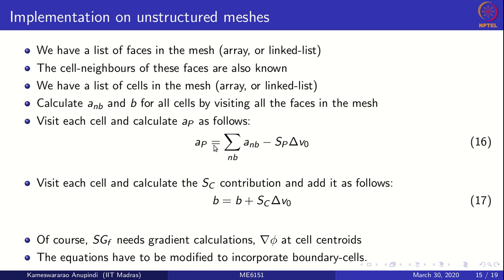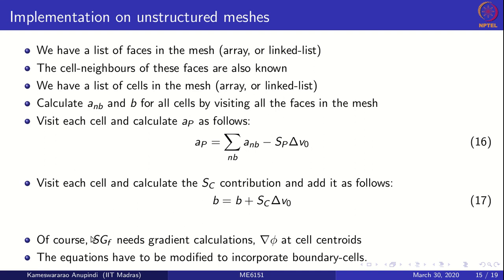All right. Now, visit each cell and calculate the contribution of SC and add it to the B term, right? The B term now already contains the secondary gradient component. Now add SC times delta V naught to the B for every cell. Okay, now we are going cell by cell. So when we visited the faces, we populated the A and B's. And then when we are going by cells, we are calculating AP and updating B for every cell, right? Alright, so till now there is no duplicacy as such, right? We are doing everything once and then using it as much as possible.